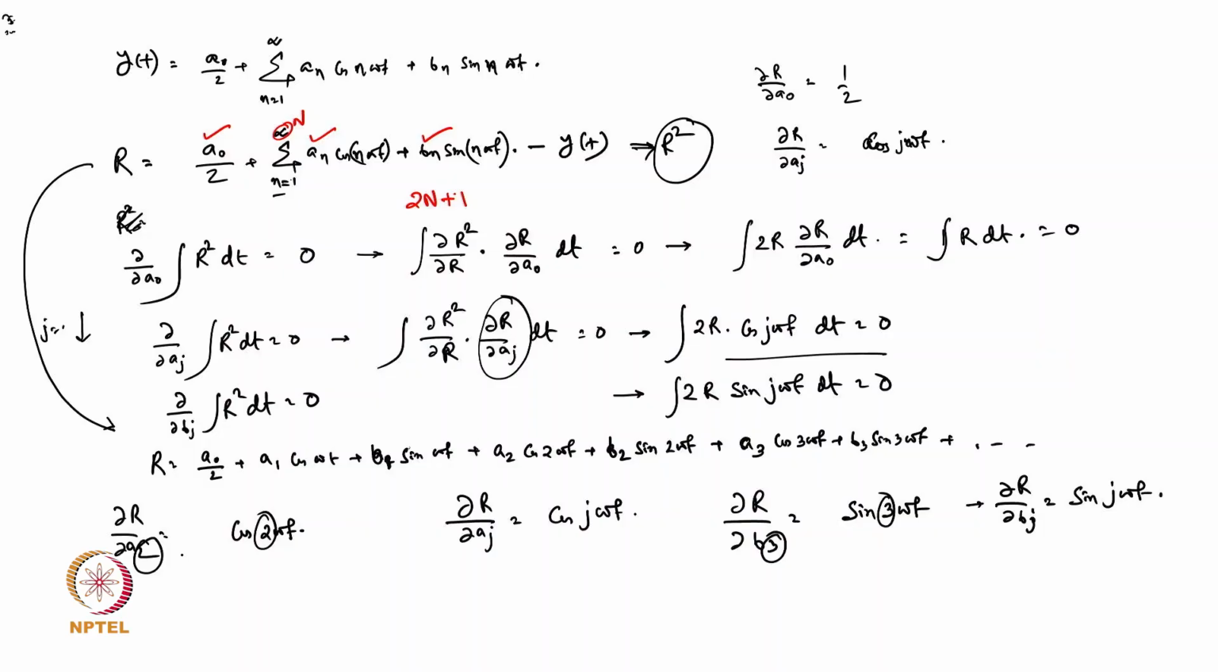Perfect. So we will get that way. Nice. Now if we see this thing is done. Now the point is that we have to start calculating this thing and try to find out what is happening. So we are having integral of r dt equal to 0, integral of 2r cos j omega t dt equal to 0, and integral of 2r sin j omega t dt equal to 0.